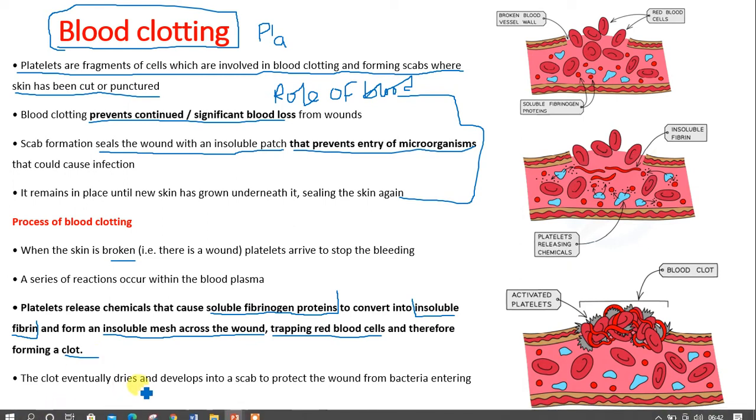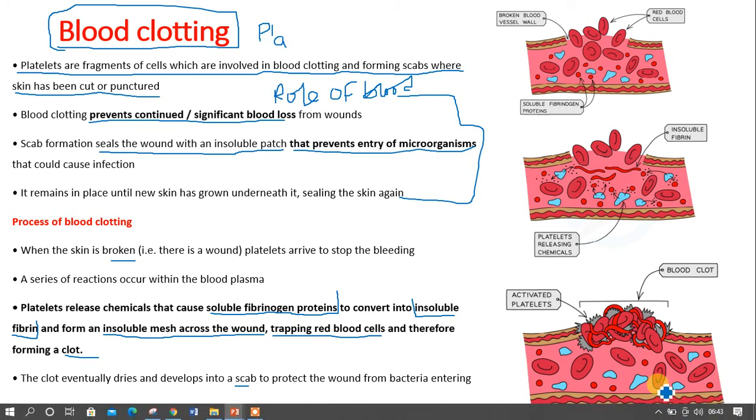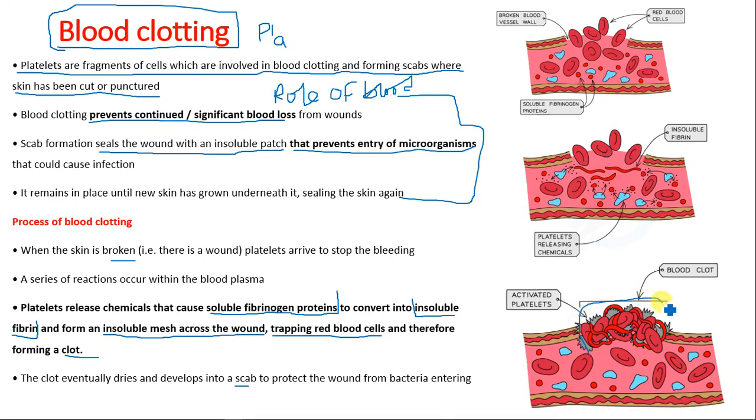Now, the clot eventually dries and develops a scab to protect the wound from bacterial entry. So, here, once you have a broken wound, and the platelets, we have soluble fibrinogen proteins here. The platelets release chemicals to convert them into insoluble fibrin. So you see the platelets releasing chemicals. It converts it to insoluble fibrin, which will now trap red blood cells to form a mesh along the cut surface to stop the loss of blood.